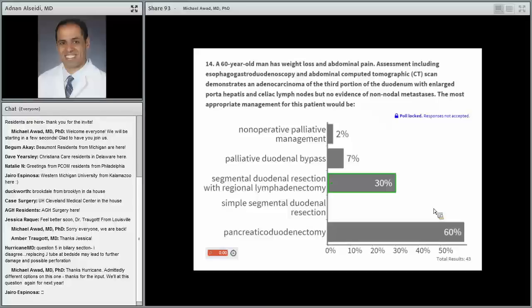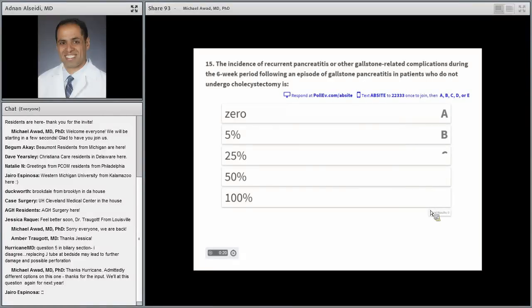In duodenal cancer, it's not. Overall, duodenal cancer is much more favorable than pancreas cancer. It's thought to be probably even a little more favorable than ampullary cancer, but the surgical treatment is a little different. So the answer is C again.